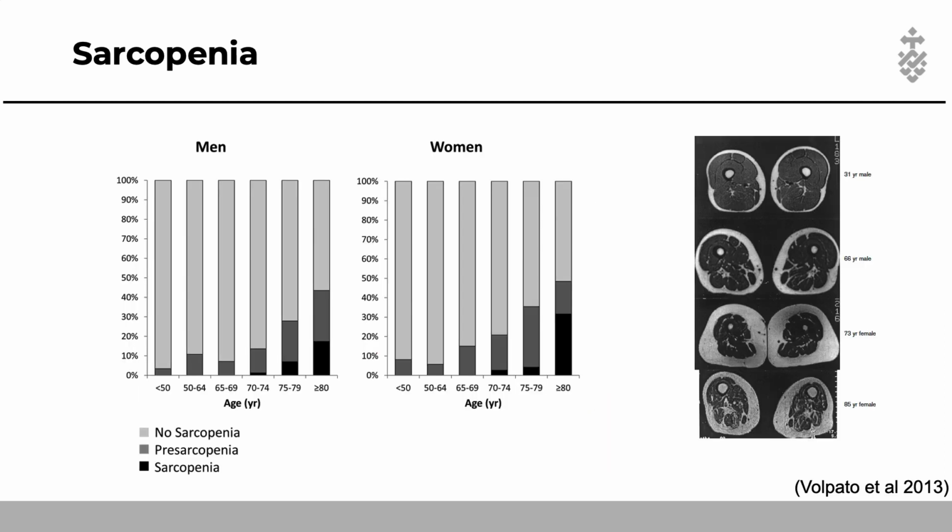So here we see the prevalence of sarcopenia and pre-sarcopenia in men and women according to age. So for both men and women, sarcopenia appears to begin at around the 70-year-old mark, and then the prevalence of sarcopenia progressively accelerates into the late 70s and 80s. Now, there's a much higher prevalence of sarcopenia in 80-year-old women compared to 80-year-old men, but overall, the number of pre-sarcopenia as well as sarcopenia cases are very similar between men and women there.